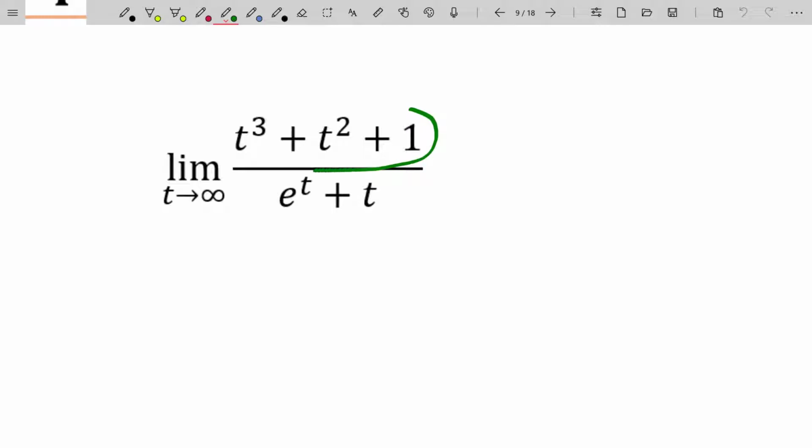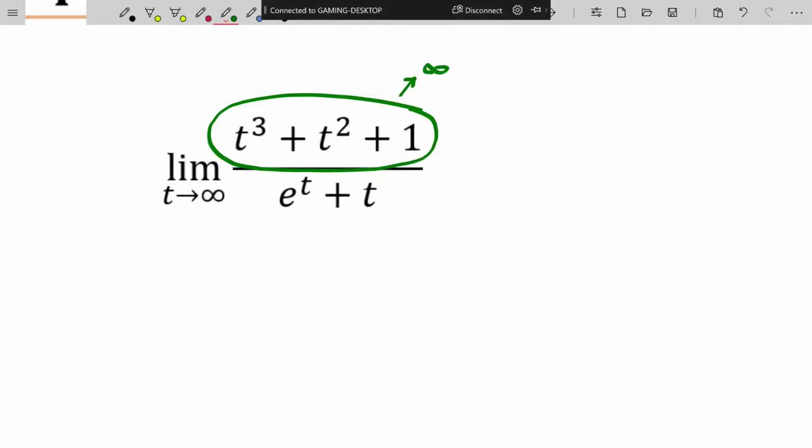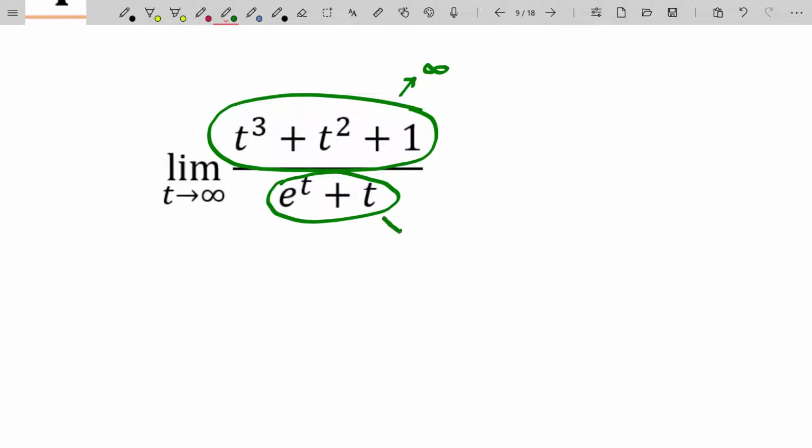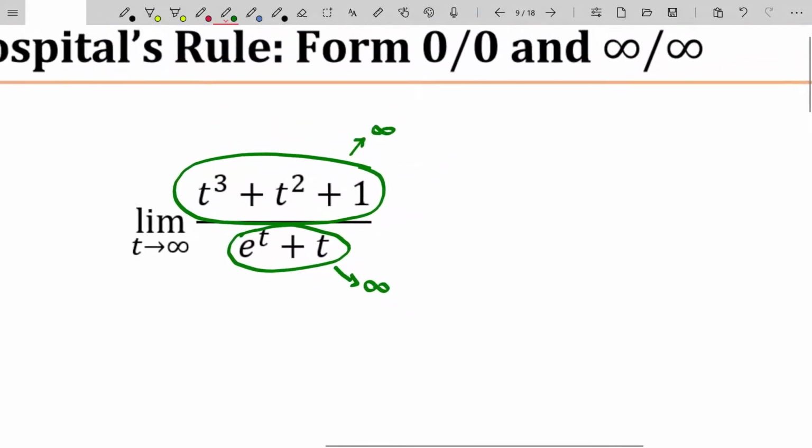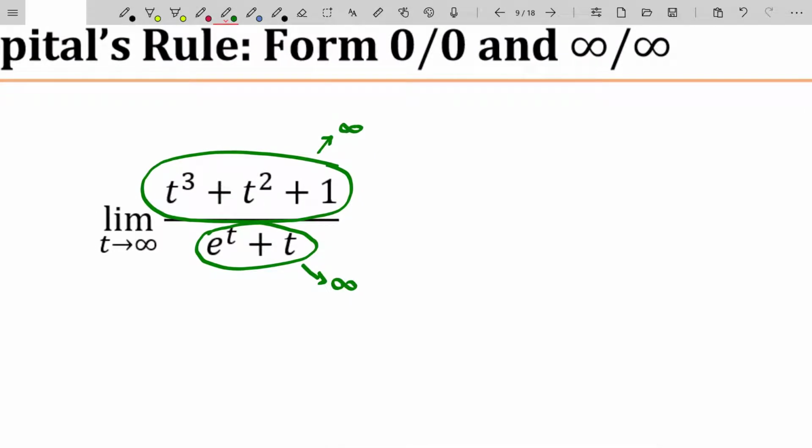So as t goes to infinity, I hope you all can agree, this numerator definitely approaches infinity. And as t goes to infinity, the denominator also goes to infinity. So this limit is indeterminate of the form infinity over infinity, and therefore I can use L'Hopital's rule. L'Hopital's rule just tells me that I can take the limit as t goes to infinity of the ratio of the derivatives of the functions present here.